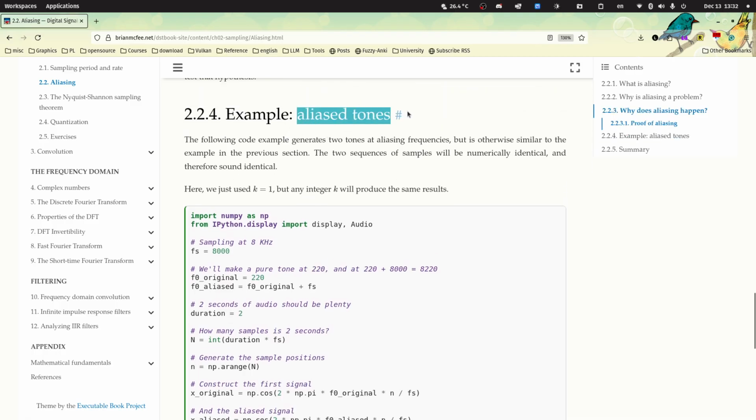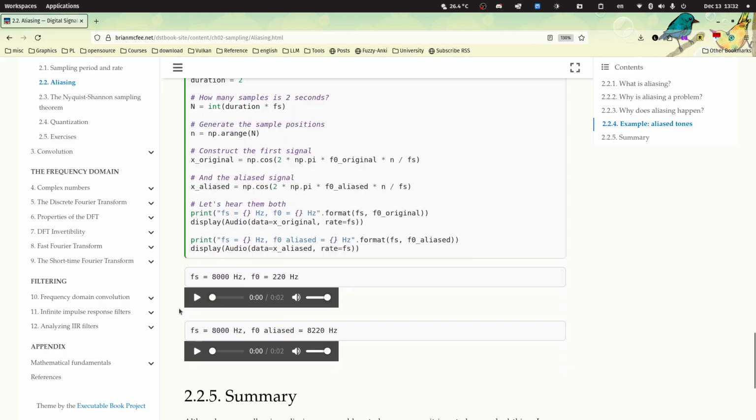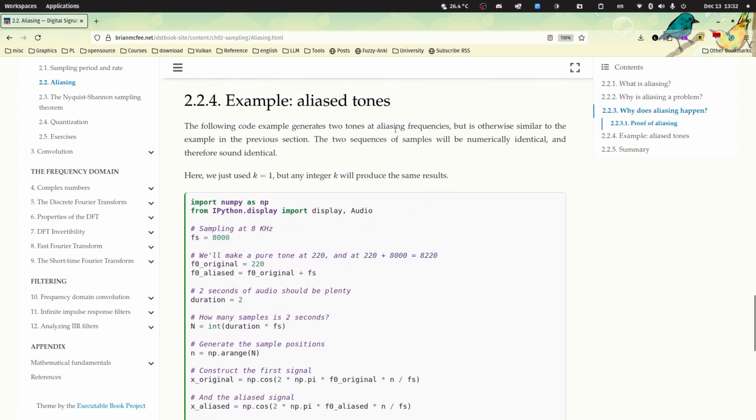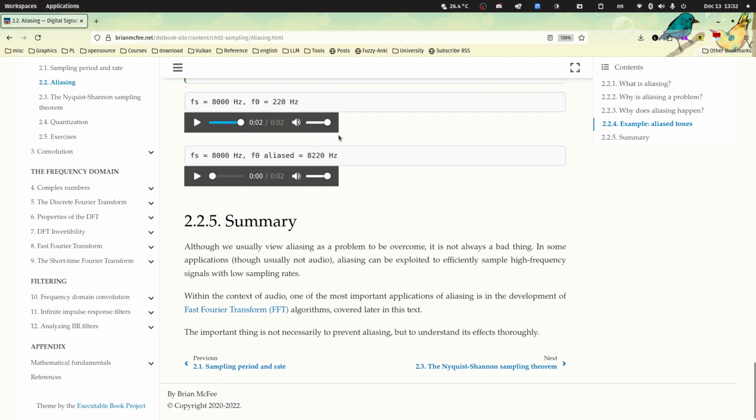Here is an aliasing example. I don't know whether you can hear it. Can you hear it? No, it's not. So anyway, the idea is that those two should sound the same.